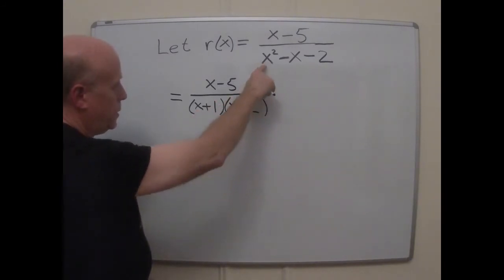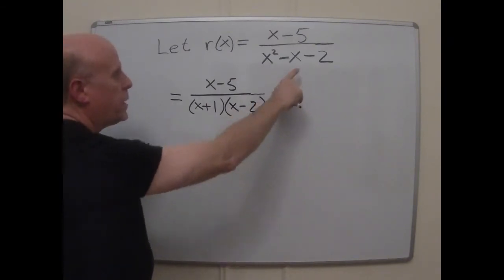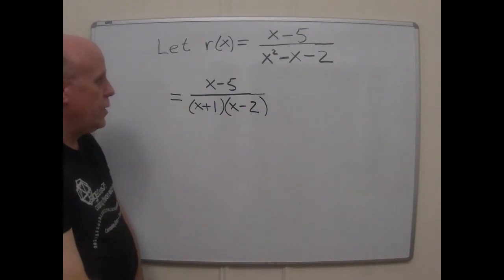Certainly x times x will get us the x squared, then we have a plus x and a minus 2x. Sure, that's minus x, and last times last is the -2. Cool. So here's the big tool.